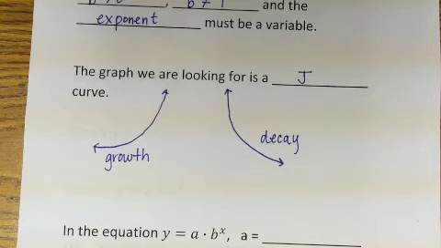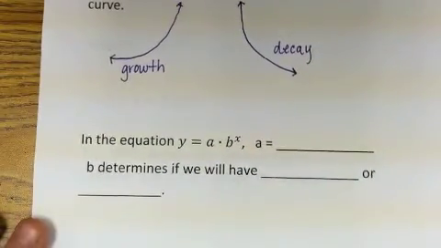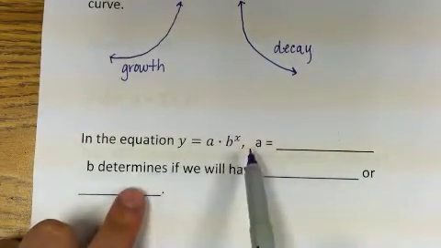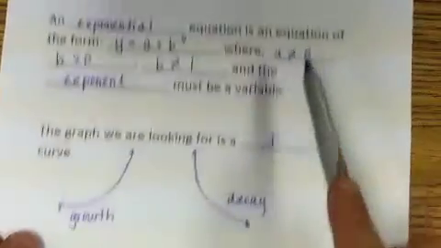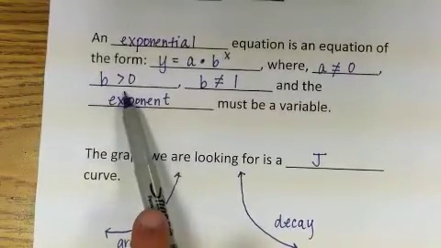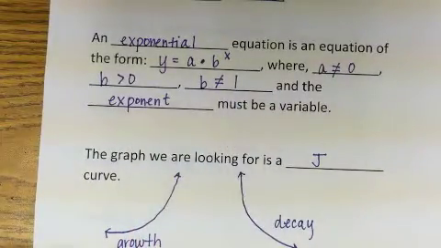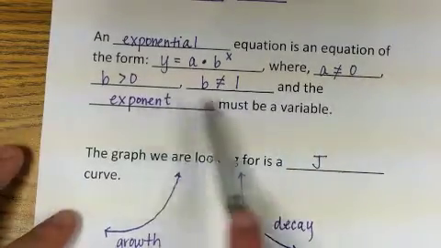Okay? Now, before we actually get into the whole graphing aspect of this, we still need to talk about this equation. Remember, we've already defined the equation in that A can't be 0, B has got to be greater than 0, and B cannot equal 1. Remember, those three are a requirement.